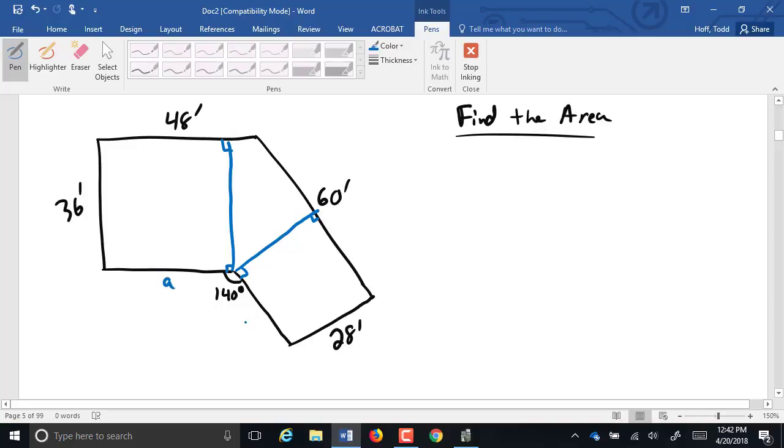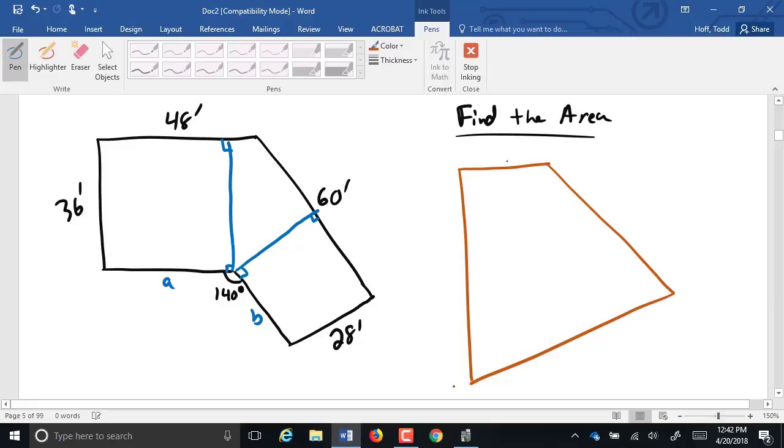Now we're going to need to know this dimension and this dimension eventually to know those rectangles, aren't we? But we have to focus on that shape in there. What do we do with that shape? These are right angles. What's this angle here? 140. What's this angle down here? 40 degrees, perfect. 360 minus 140 minus 90 ends up with 40.